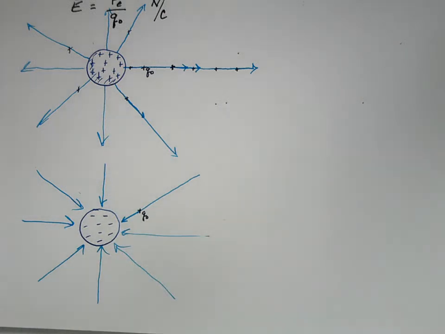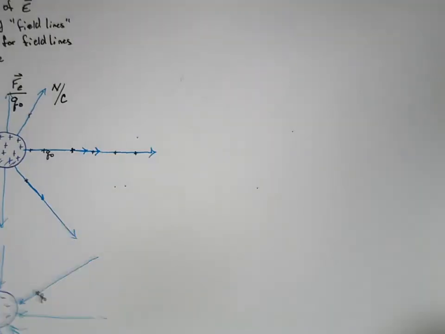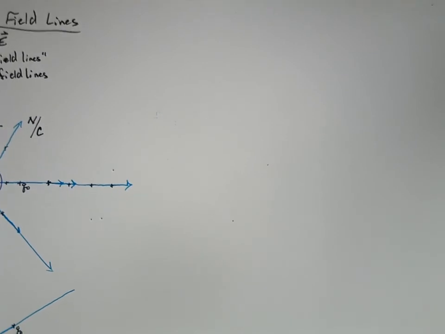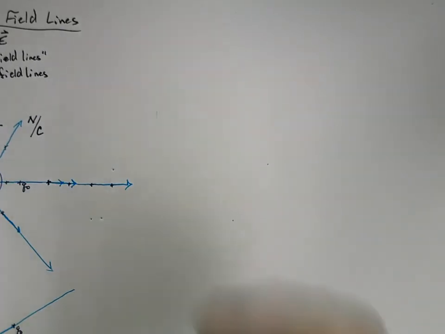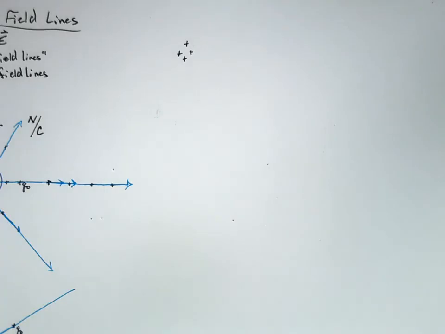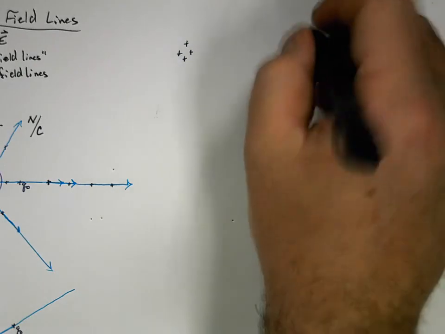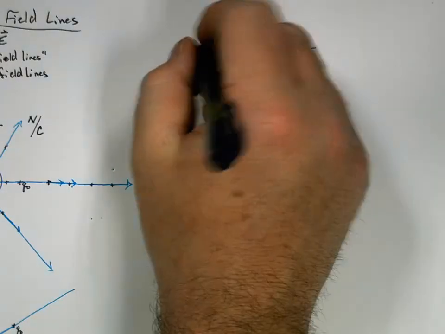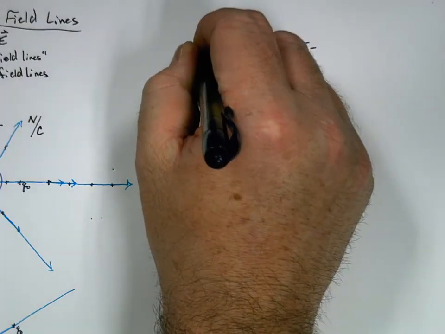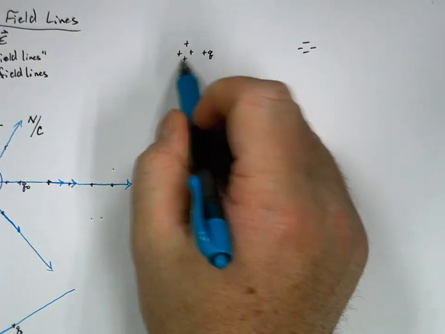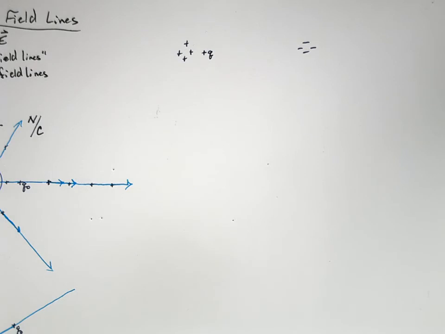Okay, so what if we have a dipole? Or what if we have two charged particles, but they have opposite charge? Okay, what happens? Here's one collection of positive. I'll circle it just to avoid confusion.